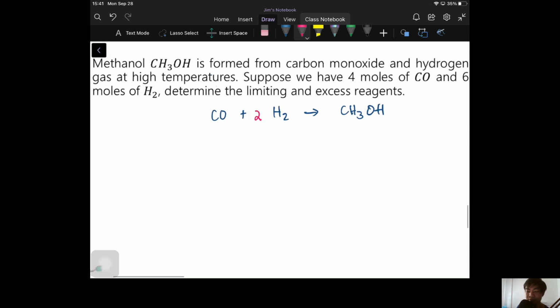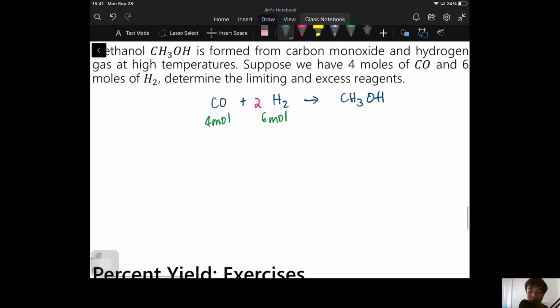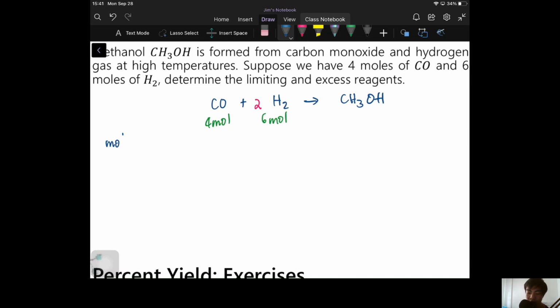So, balance na yan. Okay, so for me to check kung sino yung limiting and excess reagent, all I have to do is to convert 4 moles of carbon monoxide to methanol and 6 moles of H2 to methanol. So, ganun yung gagawin natin. So, mole CH3OH from CO.